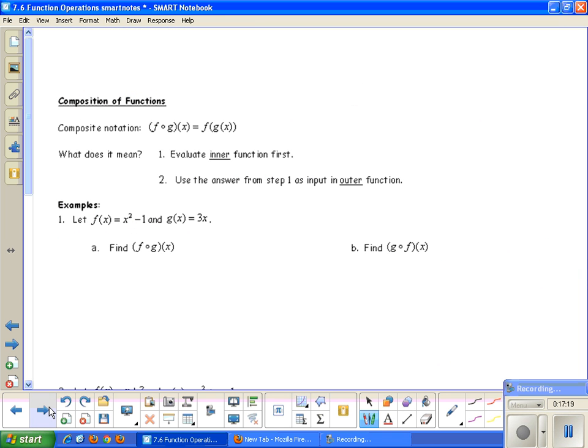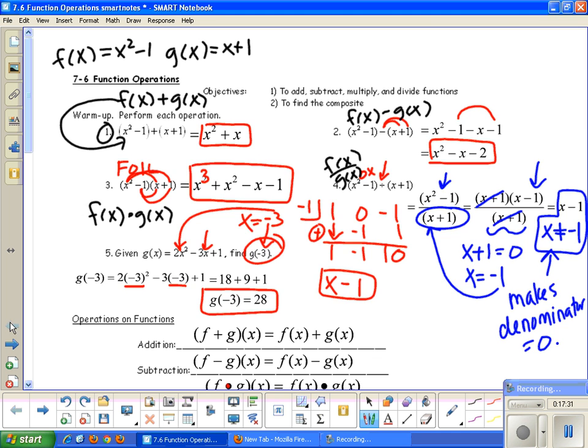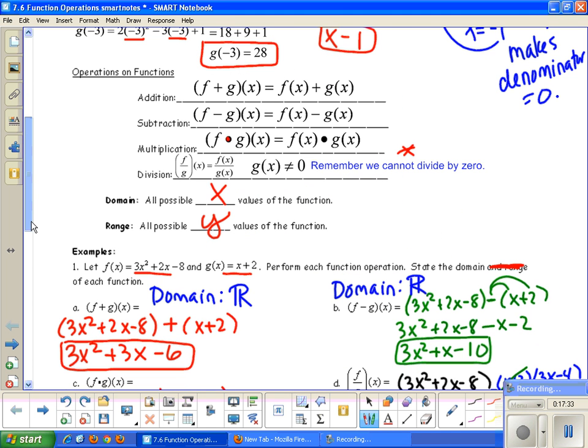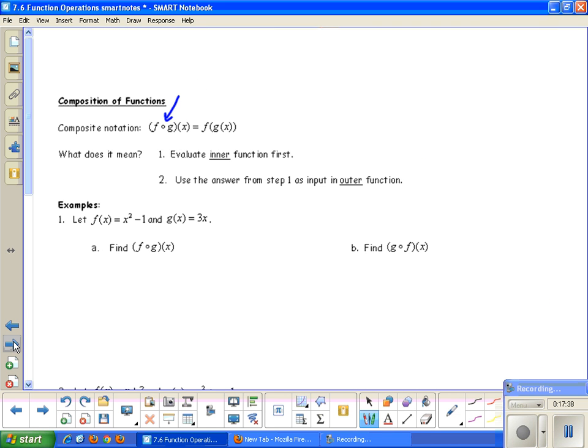So the second part we're doing is composite functions. For composite functions, this is a little bit different because we have a different notation. So notice this is a circle right here. Do not confuse that with what we did over here. This is a closed circle, which means multiplication, whereas over here, this is an open circle, which means that we are doing a composite of functions, which we'll talk about. So this means that you're going to evaluate the inner function first, and then use your answer from step 1 to input into the outer function.